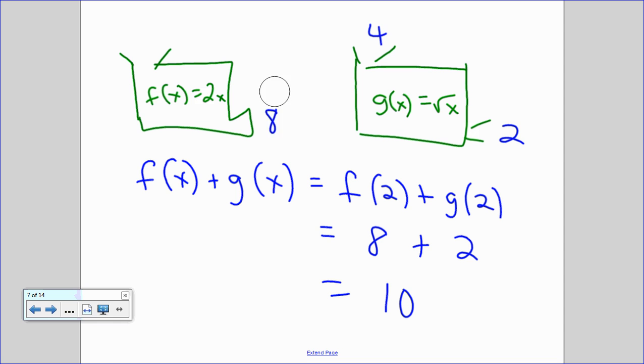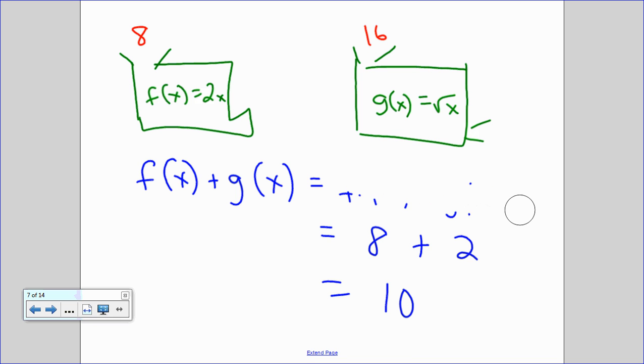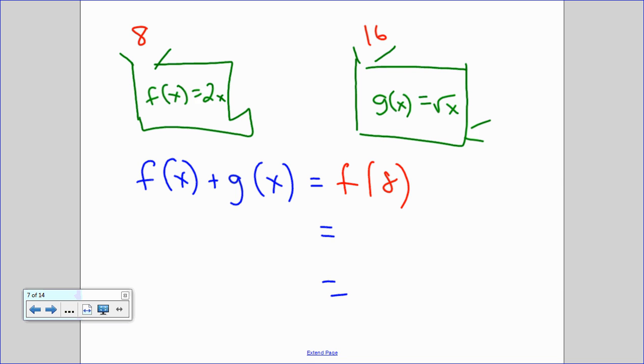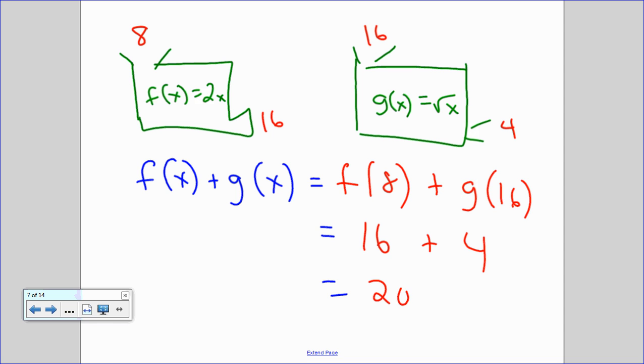Let's do that again. Let's change the numbers here. We can plug in, I don't know, let's say 8 and 16. So we're changing the numerical values. What we have then is f of 8 plus g of 16. Well, when 8 goes into f, we're doubling it to get 16. And then when 16 goes into g, we're square rooting it to get 4. So then we have 16 plus 4, which is 20.